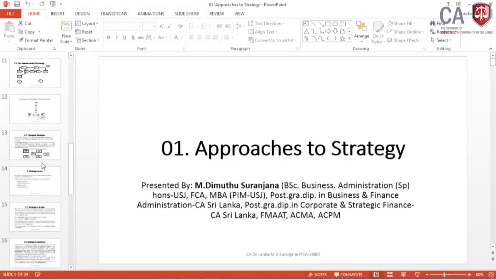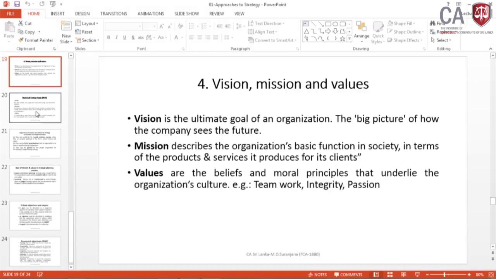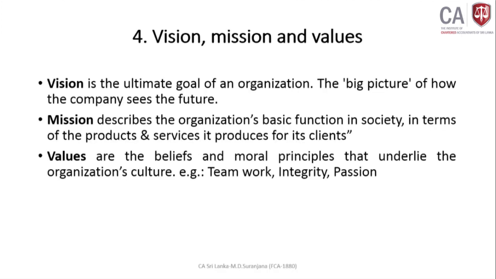actually we discussed vision and mission under chapter number 1, right, but that should normally be considered under strategy formulations, that is true. So look at what is vision, mission and values. So what is vision? Vision is the ultimate goal of an organization. This is the final target you are planning to achieve. The big picture of how the company sees the future.